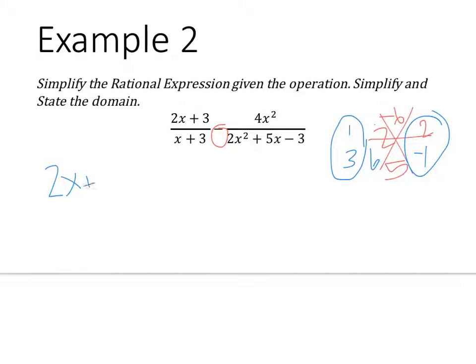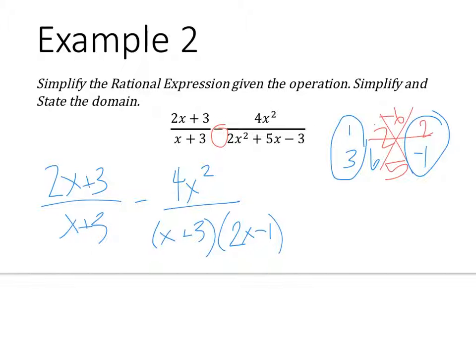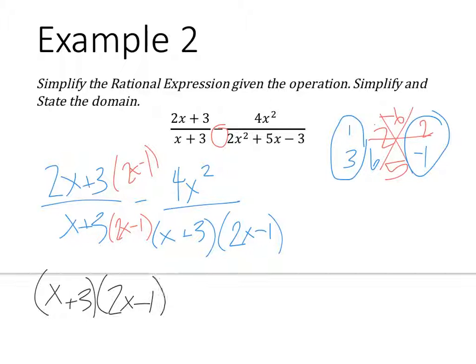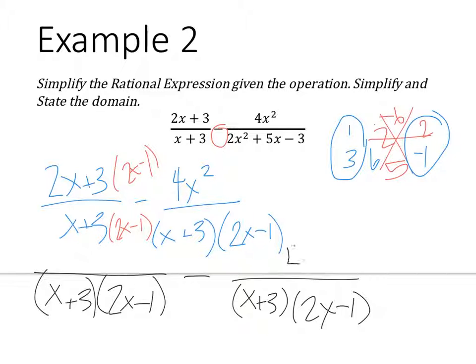So I have 2x plus 3 all over x plus 3 minus 4x squared over x plus 3, 2x minus 1. Once I have my denominators factored, I notice that they both have an x plus 3, but this first one is missing a 2x minus 1. Again, I don't have my pen, so my finger's trying its best, epically failing. I keep the denominators factored, so it's x plus 3, 2x minus 1. I have 4x squared on top of this one. For the other one, that would give me 4x squared plus 4x minus 3.